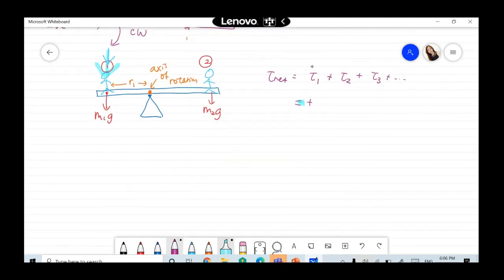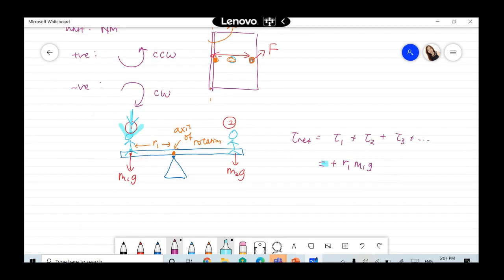So anti-clockwise means the torque produced by force 1, by M1G, torque 1, is plus M1G multiplied by R1. The angle between R1 and M1G is 90 degrees. Sine 90 is equal to 1, so that's why I ignore the angle.